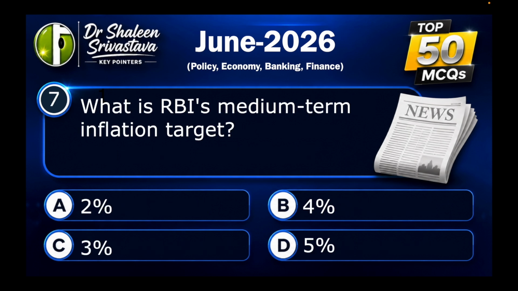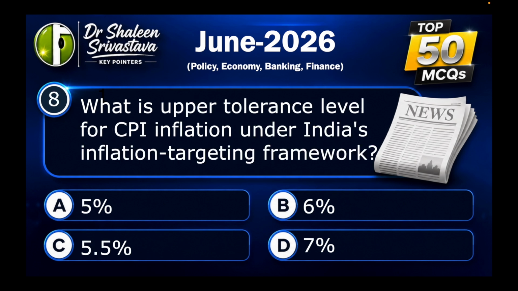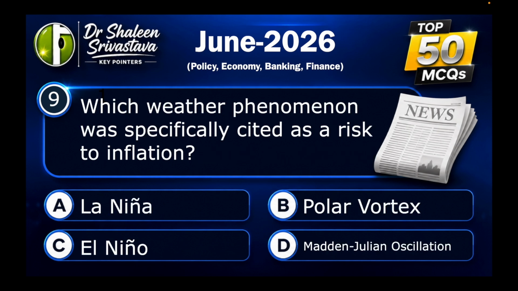What is RBI's midterm inflation target? The correct answer is B, 4%. What is upper tolerance level for CPI inflation under India's inflation targeting framework? The correct answer is B, 6%. Which weather phenomena was specifically cited as a risk to inflation? The correct answer is C, El Nino.